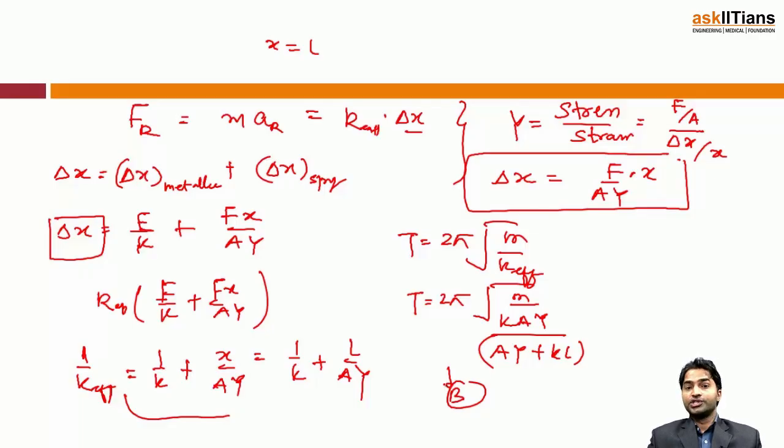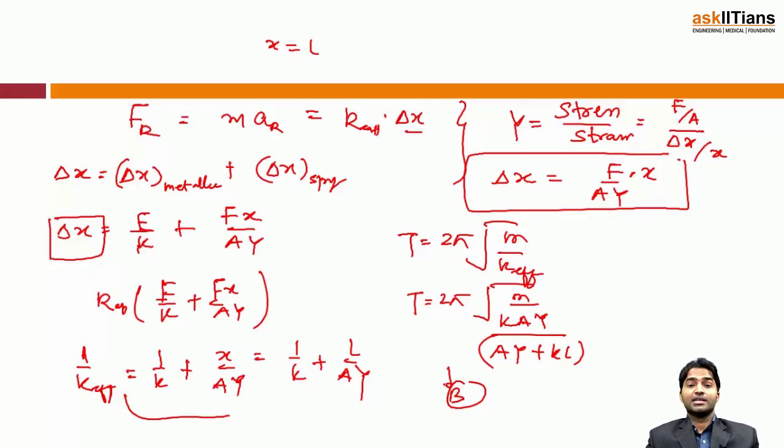Now on giving a small jerk to the system, we are getting a net force. In the system, force is equal to mass into restoring acceleration, and that should be equal to K into delta x. So delta x is the extension produced, that is just the sum of delta x1 plus delta x2.